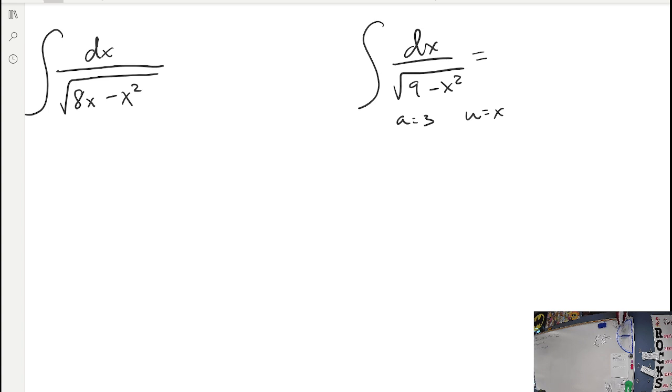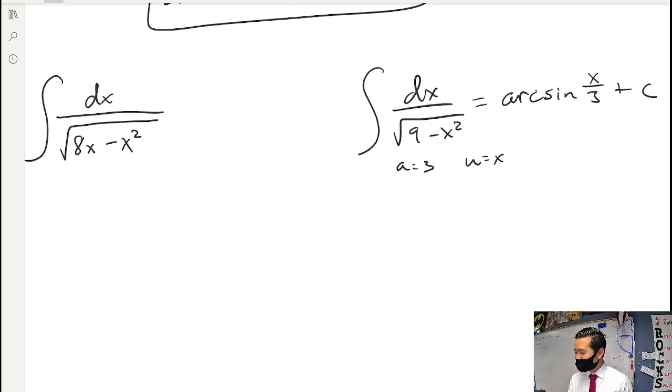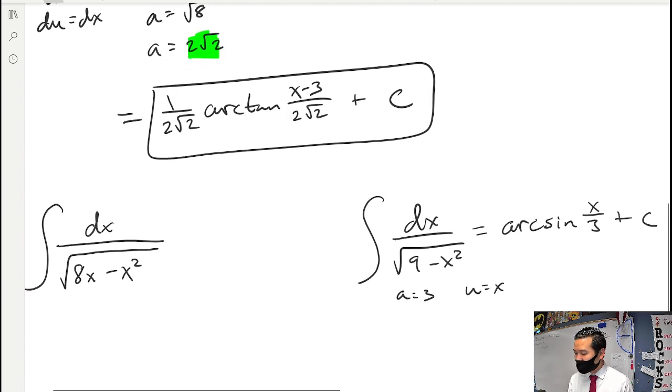So yeah, okay. There's no 1 over a. That's the part I always struggle with. Oh, okay, thank you. So it would just be arcsine of x over 3 plus c. Right? Yeah. I've done a bad job of memorizing them myself.